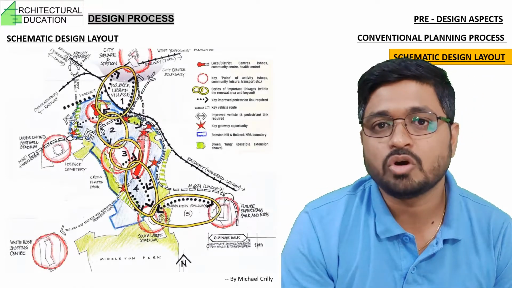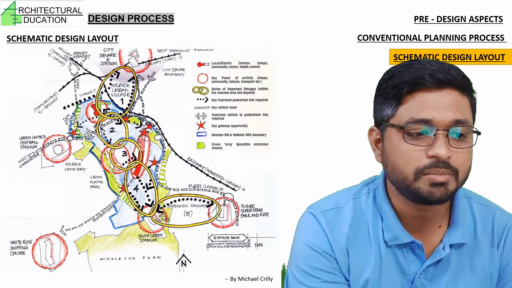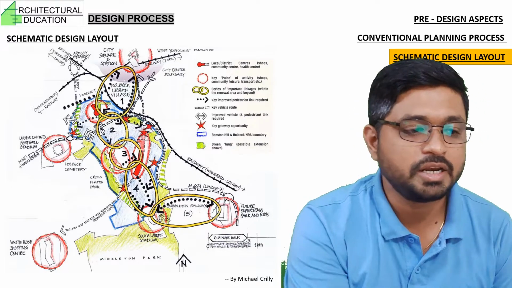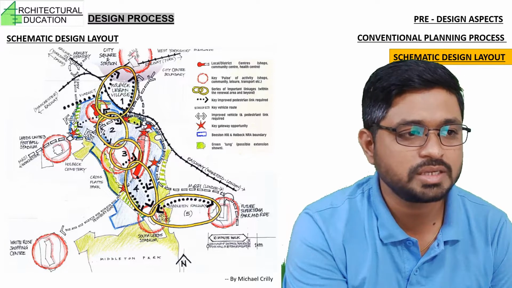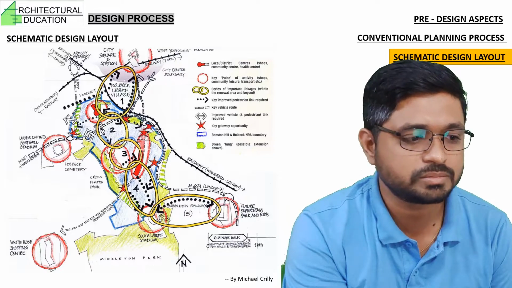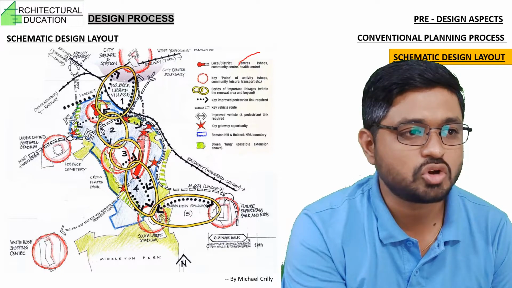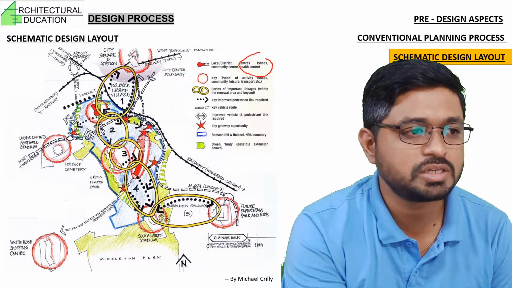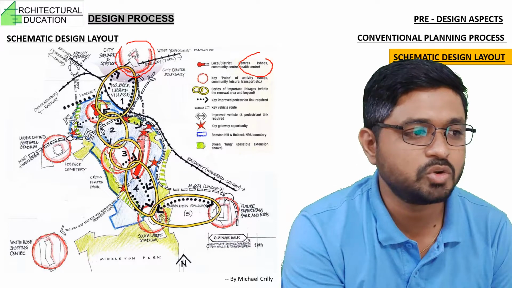Here is one example of a schematic layout. Let us see with this example. This is done by Michael Creeley. So here you can see that there is a master plan, and he has started developing certain things like local or district centers, like shops and community centers. So what is it demarcated with? It is demarcated with this red color. So he might have placed it at certain locations over here.